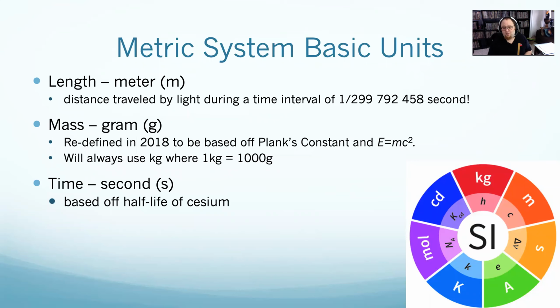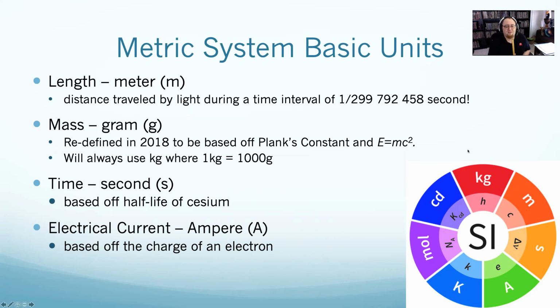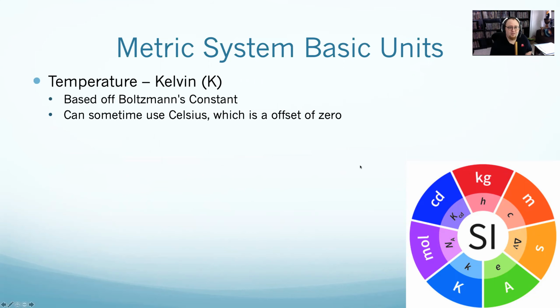The other base units that you sometimes see: electric current is based off an ampere, which is based off the charge of an electron. There is also temperature. Oh, we'll be using this one too. I forgot this one. The SI unit is the Kelvin, based off Boltzmann's constant. Of note, we will also be using Celsius. Celsius and Kelvin are very similar. They just have a different zero offset. What I mean by that, I'll get into in the next to last chapter.